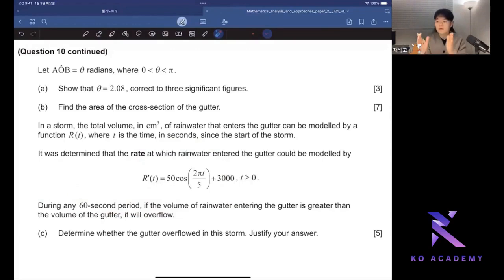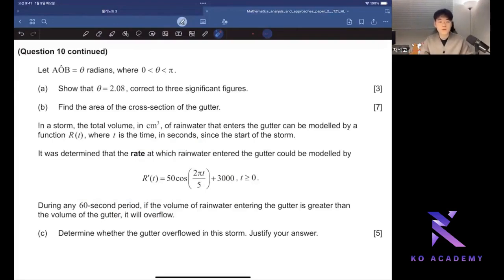If you measured from 5 minutes and 30 seconds to 6 minutes and 30 seconds, or cut any 60-second interval, and if that exceeds the total volume of the gutter, what do they say? They say it has overflowed. It told us the standard for overflow, right? If the amount of rainwater is greater than the volume of the gutter when cut into a 60-second interval, then it's considered an overflow. So that's what they told us.